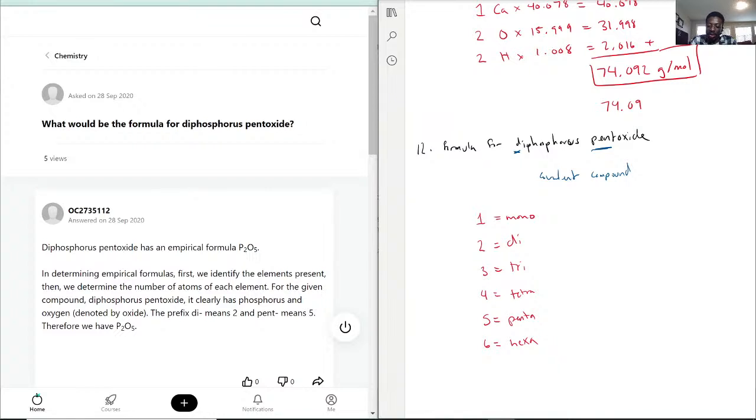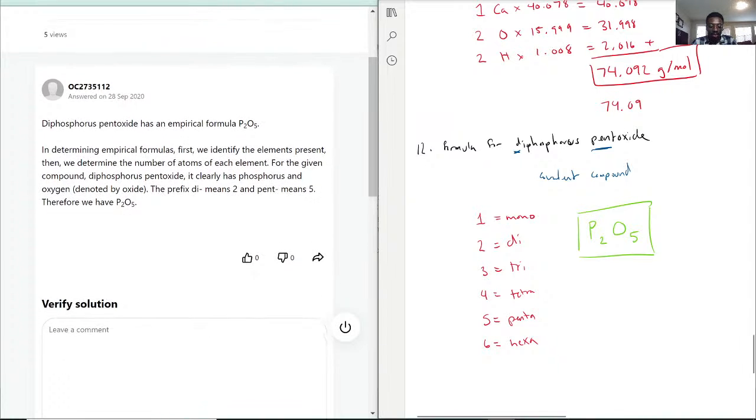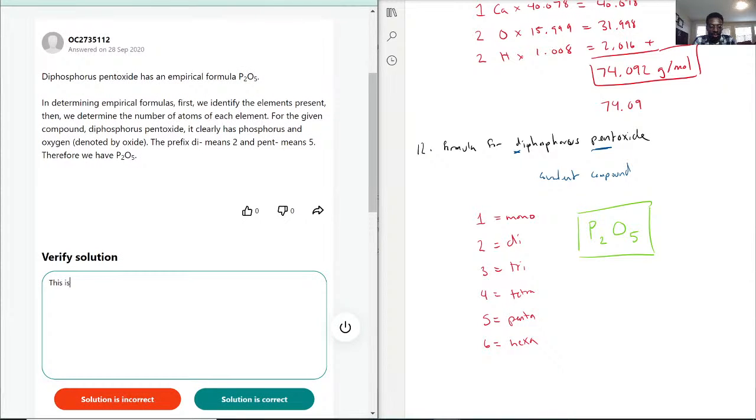Now using this, we just plug it in. So we have diphosphorus, so that'll be phosphorus 2, and pent oxide. Oxide stands for oxygen, so we have O and 5 of them. So the formula for diphosphorus pentoxide is P2O5. They talk about how di means 2, pent means 5. If you want to take a quick picture of this, you definitely can, as I give this a comment saying this is correct.